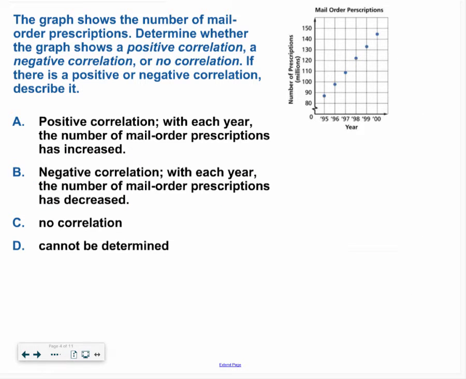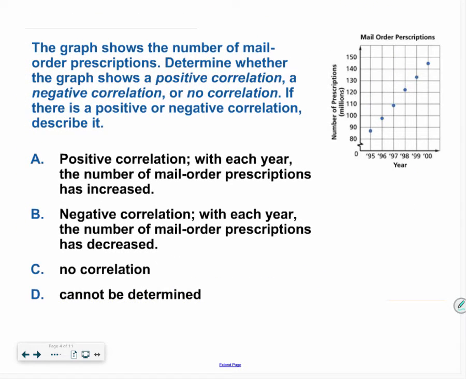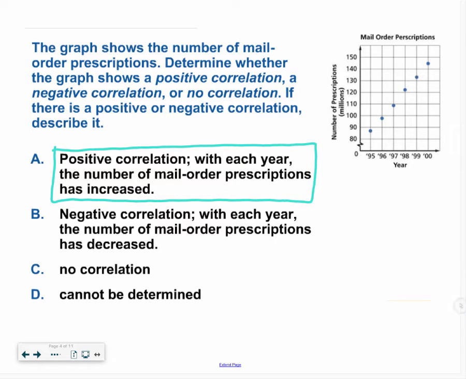All right, go ahead and try this first example on your own, see how you do. Hopefully you decided that this graph also shows a positive correlation. With each year, the number of mail order prescriptions has increased.